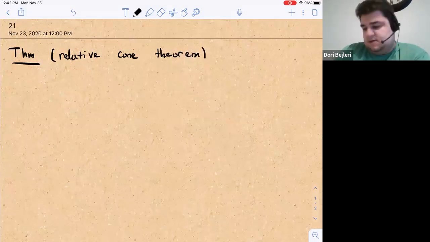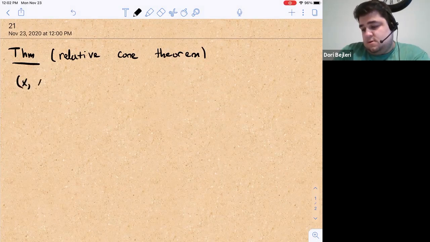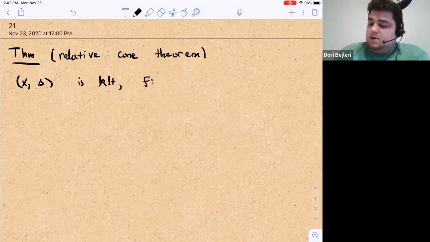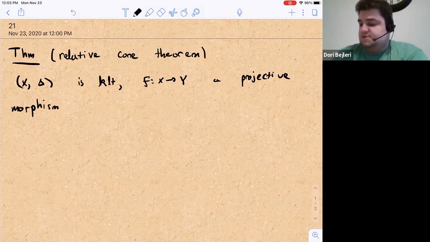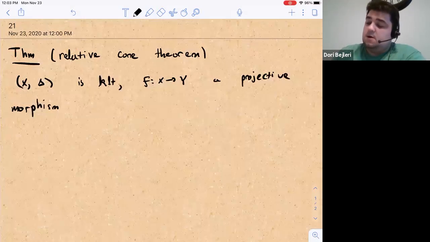Okay, so let's say that (X, Δ) is KLT, and f from X to Y is a projective morphism, and we'll keep our running assumptions from about a month ago, which were that all varieties are connected, quasi-projective, normal for now.